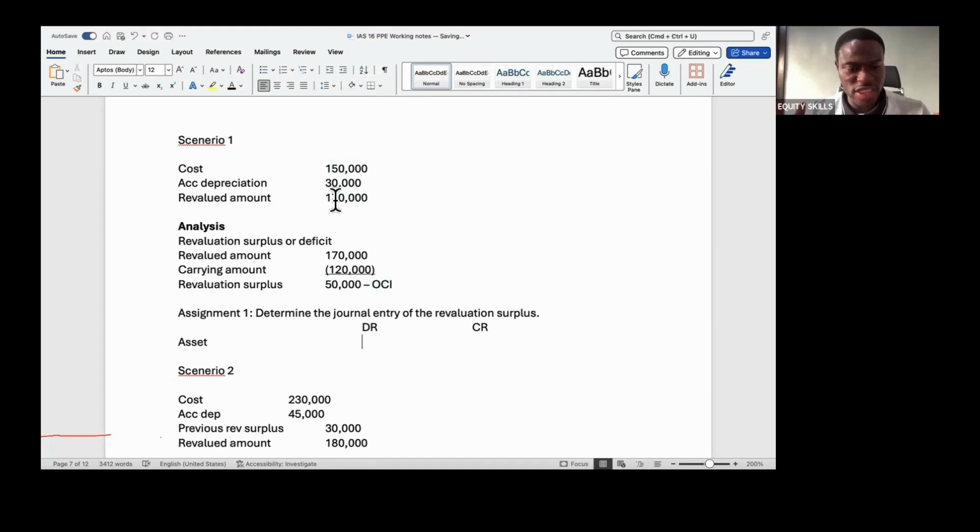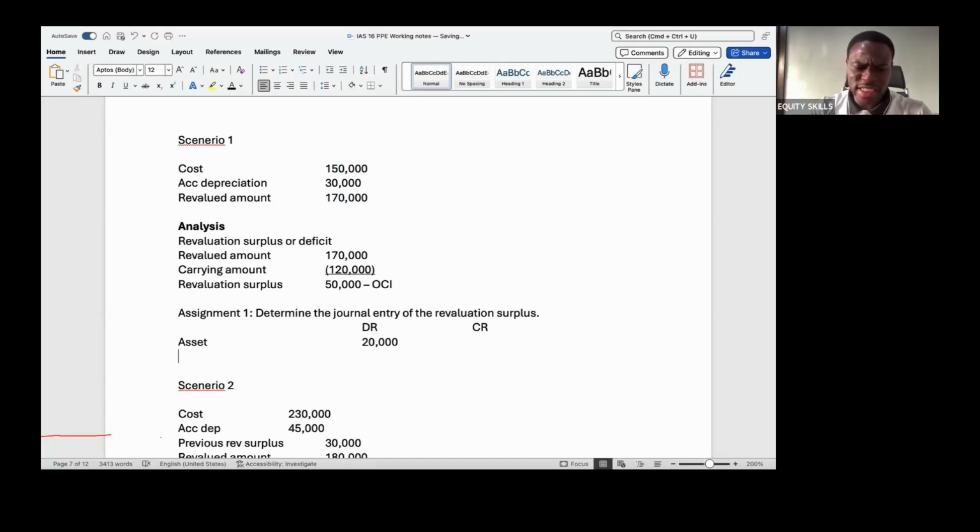That means you need to increase your asset value by how much? By 20,000. Always resolve this first. Naturally, what will go into my asset account is 20,000. In this case, of course, it is going up from 150 to 170. That's just an increase of 20. After I've resolved my asset account, then you can deal with the revaluation surplus that goes to your OCI. It is a surplus, so you credit it.